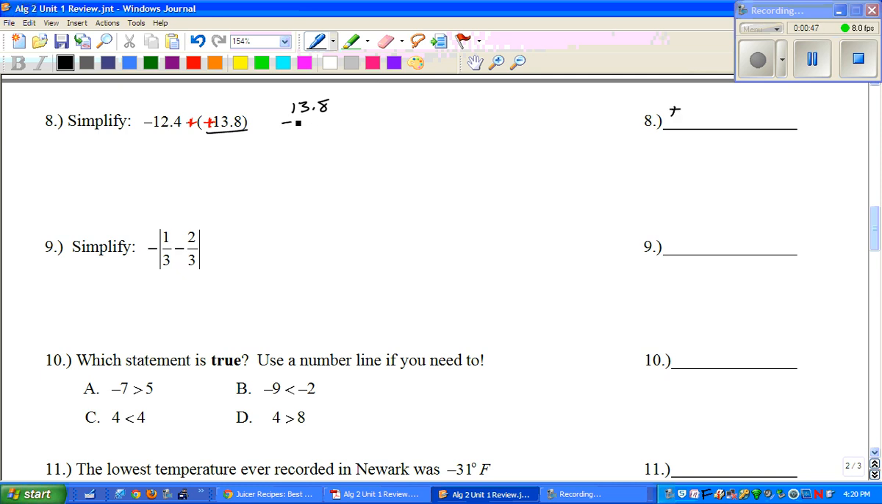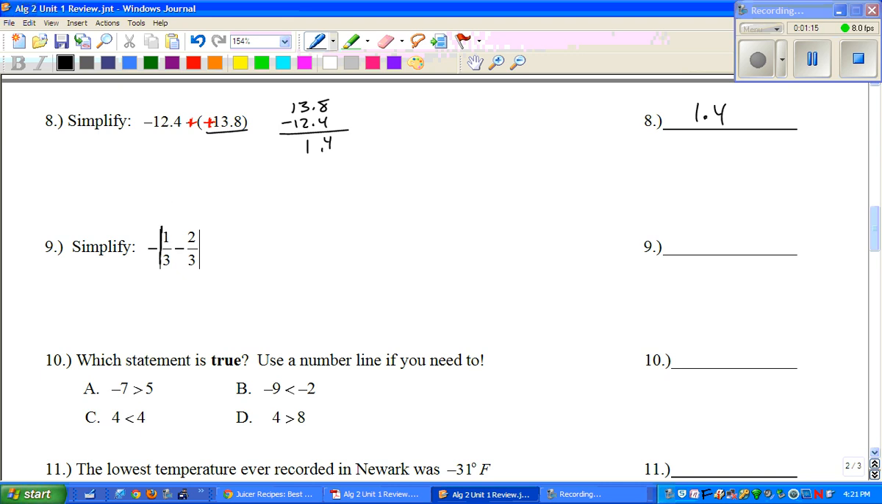But now I want to know the difference between those two numbers. I want to know how much bigger that is. So we're going to subtract our numbers. 8 minus 4 is 4, and 13 minus 12 is 1. So our final answer is a positive 1.4, and since it's positive, you don't need to keep that sign right there. Okay. All right. Number 9 says to simplify.